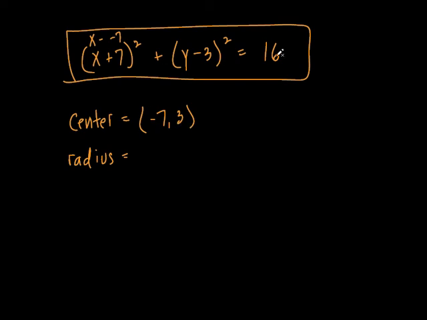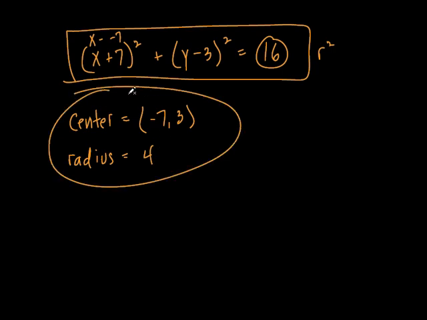What about the radius? Is the radius 16? Now remember, the radius is r squared. If r squared is 16, what's r? It's 4. And that's it. Pretty easy, isn't it? So if they give it to you as an equation of a circle, all written out real pretty like this, you can find the center and the radius very nicely.